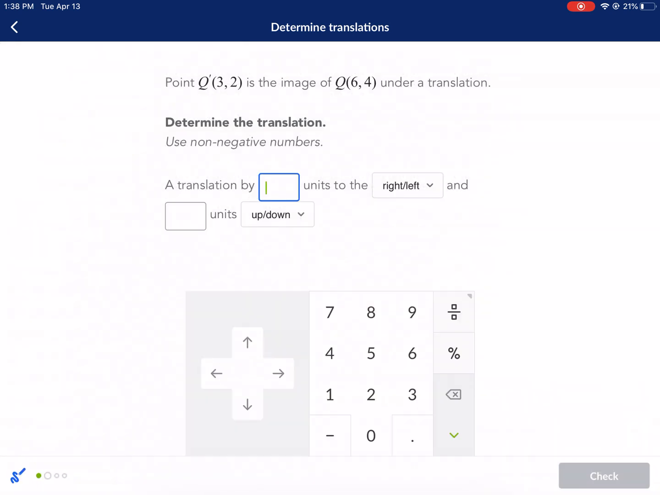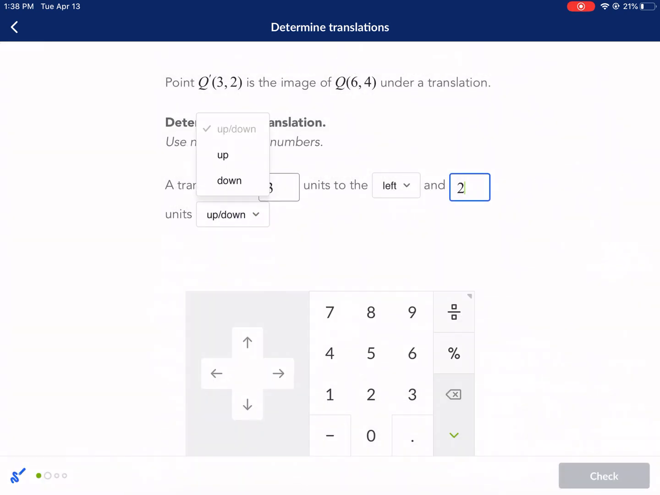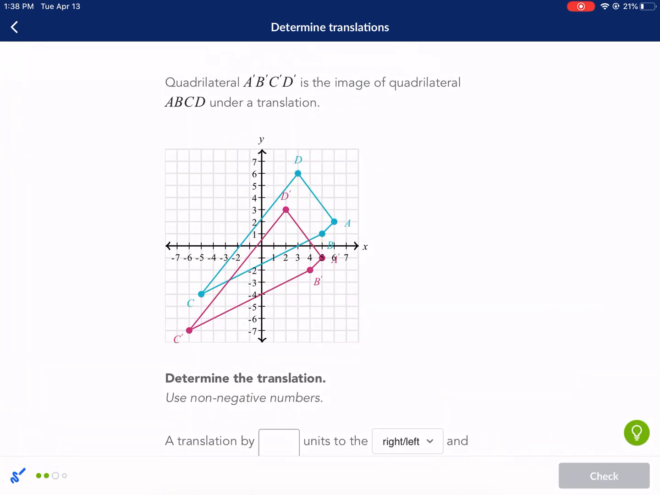So we're going to the left 3 units because it's going negative. And we're going down for 2 units. What did I say earlier? Did I say 4? Oh, it's only supposed to be 2. So, all right. Down 2 units because we go from 4 to 2. Next question. All right, here we go.